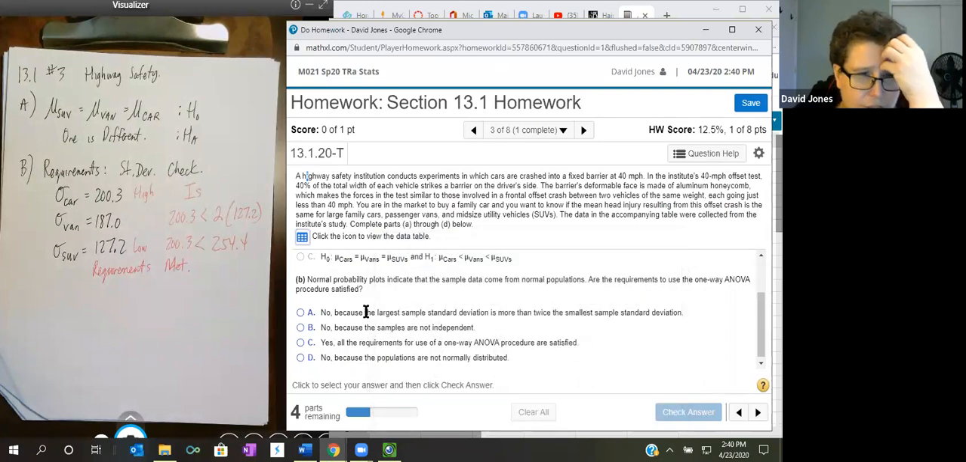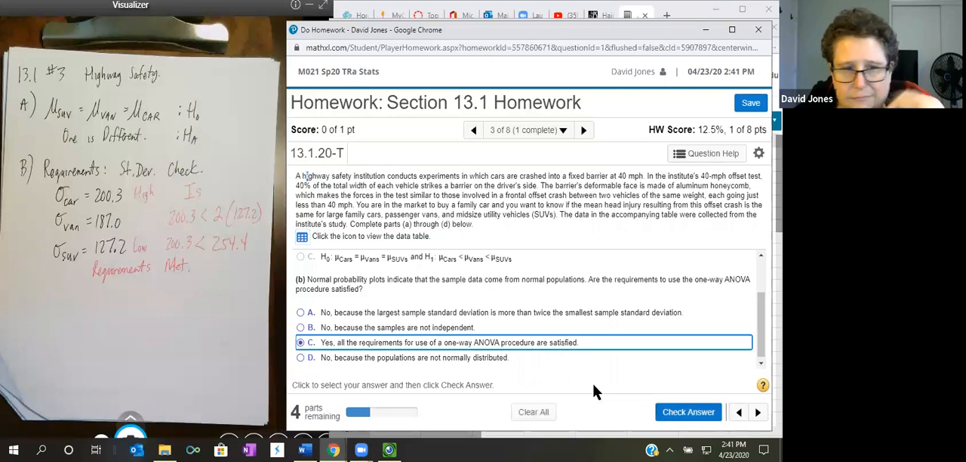Let's check the other ones though. The largest sample standard deviation is more than twice the smallest. That's not true. No, because the samples are not independent. Yes, they are. They're all different types of vehicles. The populations are not normally distributed. No, they tell us they're normal populations. And C, the requirements are met. So for me, it's C. Yours might be different.